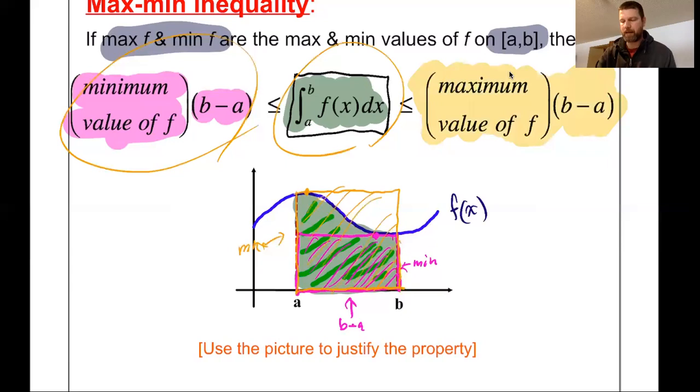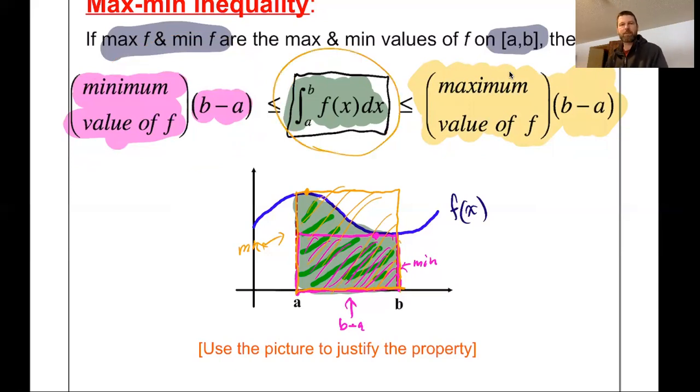So that's all the min-max says. It says that if you know the minimum of some function and you know the maximum of some function, the integral is going to be stuck in between the minimum times b minus a and the maximum times b minus a.